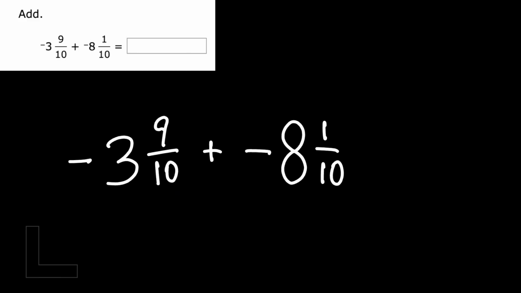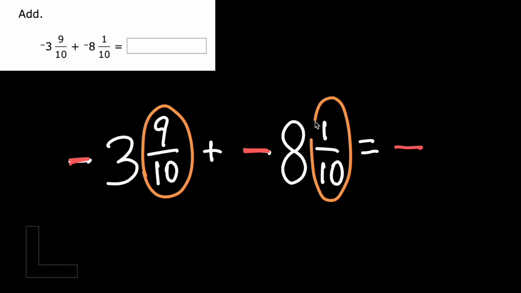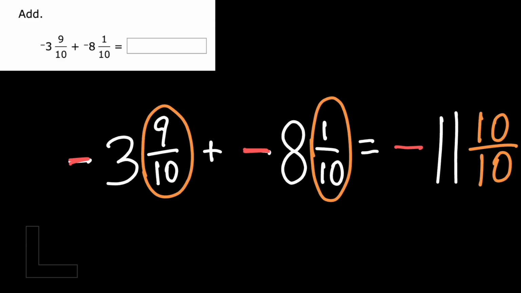In this next question, we once again have two mixed numbers, except this time they both have the same denominators, so we can add straight across without converting to any equivalent fractions. And note that both of these mixed numbers are negative, so we're just finding the sum. Starting with the fractions, 9 plus 1 is 10, so we have 10/10. And now for the whole numbers, we have 3 plus 8 makes 11. So that gives us -11 and 10/10.